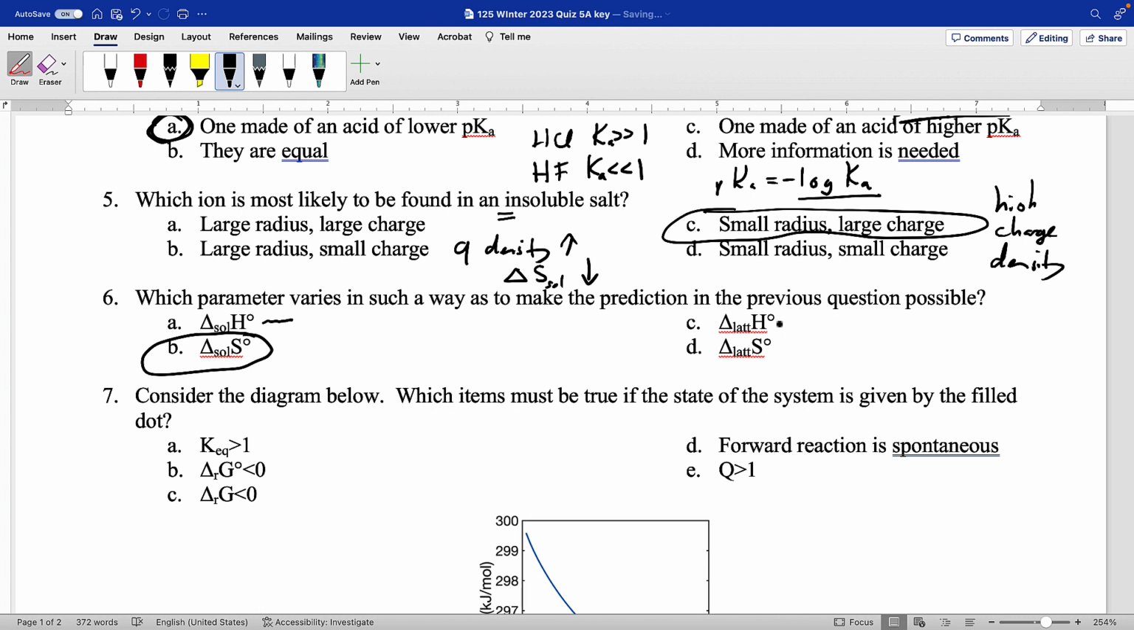There is a trend in lattice enthalpy, but it doesn't really affect our answer, because yes, it is true that lattice enthalpy goes up as our charge density goes up, but then that effect is wiped out by the fact that the enthalpy of hydration is going to get more and more negative as the charge density goes up. So the heat of solution, there's really no trend. So that doesn't help us. The lattice enthalpy is not really affected by charge density. So this is the key here, that the delta S of solution gets less and less favorable as we increase charge density.